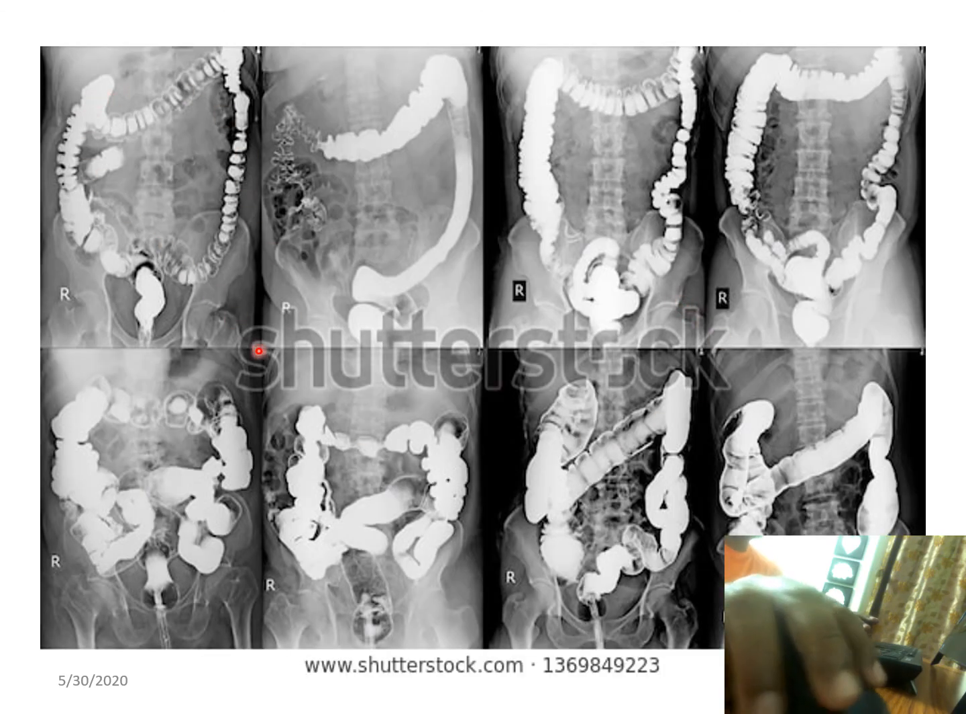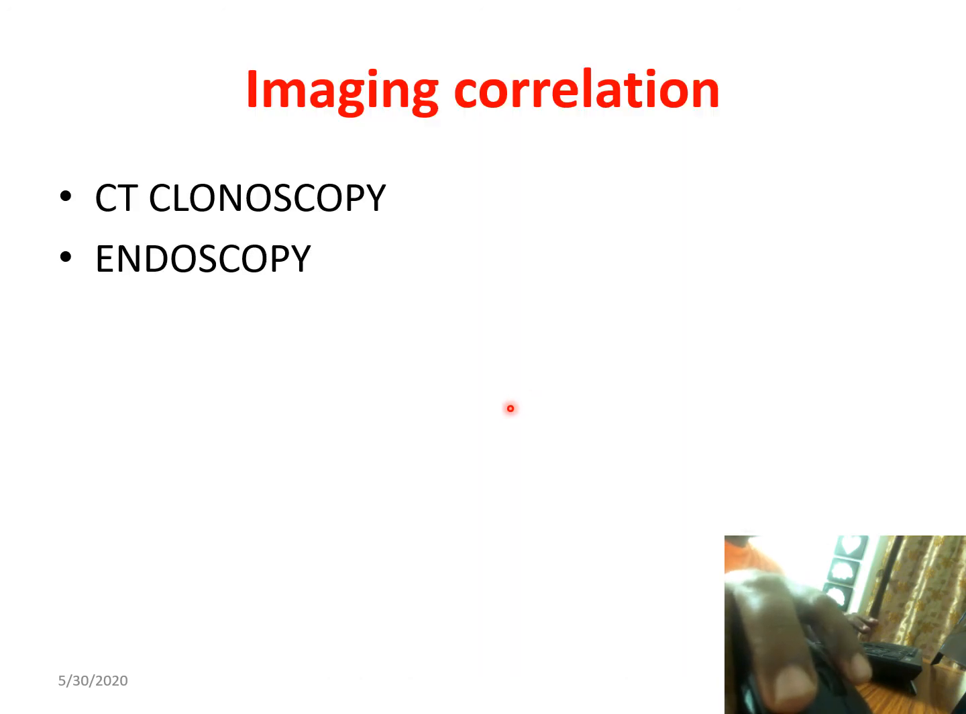So these are the various large intestine barium enemas. You can see well here the various structures: rectum, sigmoid colon, descending colon, transverse colon, ascending colon, and cecum. Nowadays, imaging correlation is done with CT colonography, endoscopy, and colonoscopy. These are the procedures which have replaced the various barium examinations.